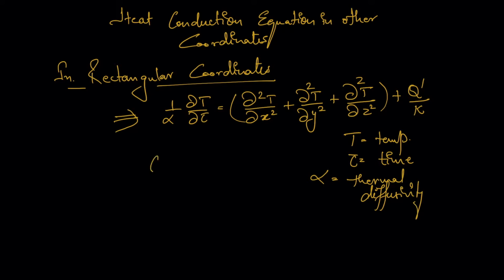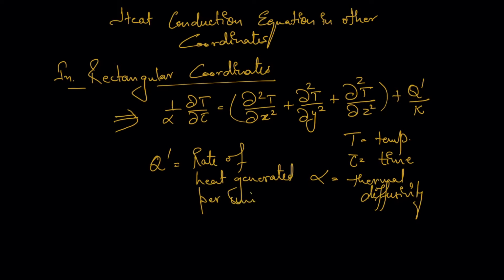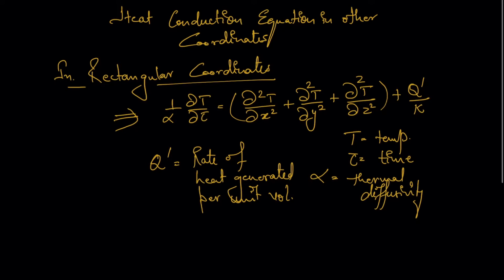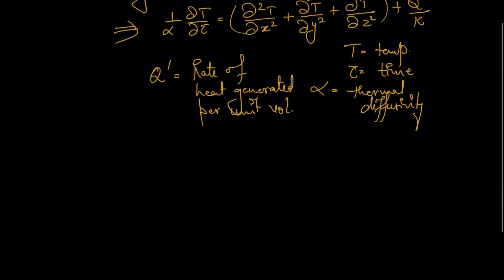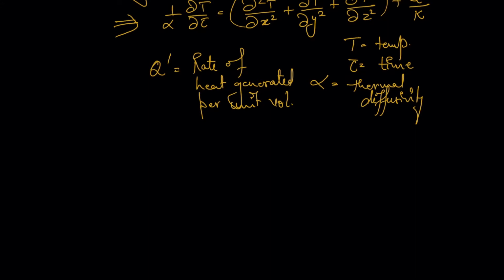And q dash is the rate of heat generated per unit volume. Okay, so this is what we have seen in the last class. Now we can convert this equation into cylindrical coordinates. We can write this equation in cylindrical coordinates and spherical coordinates also.